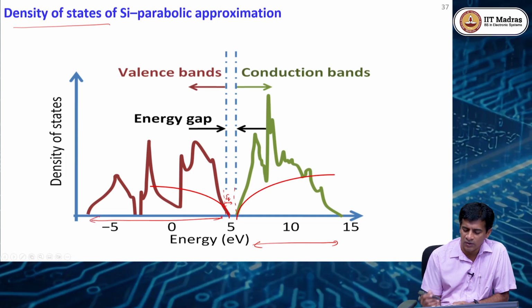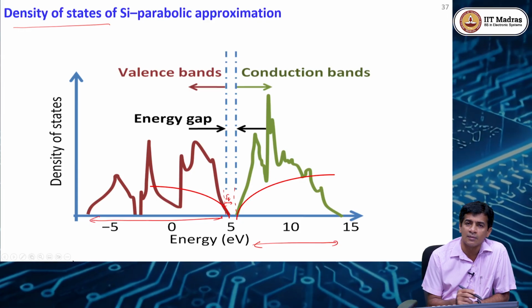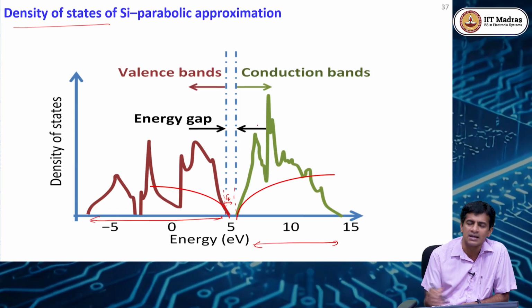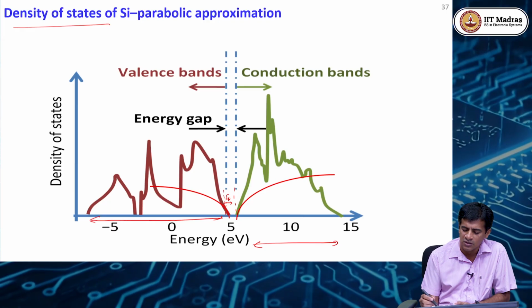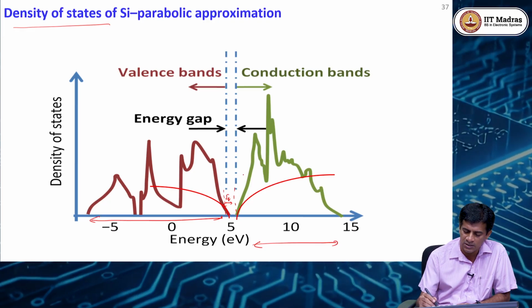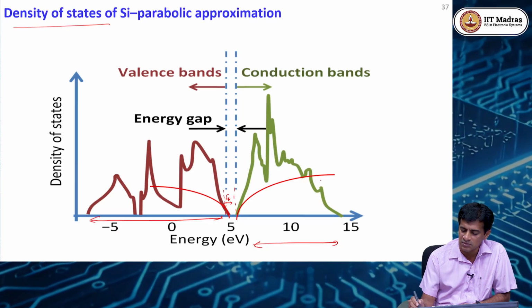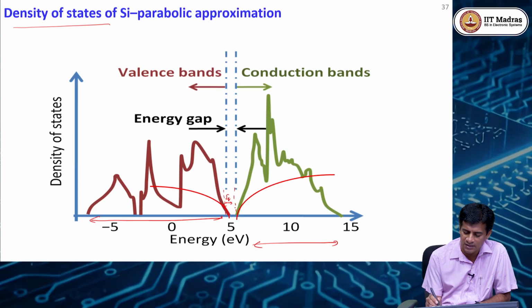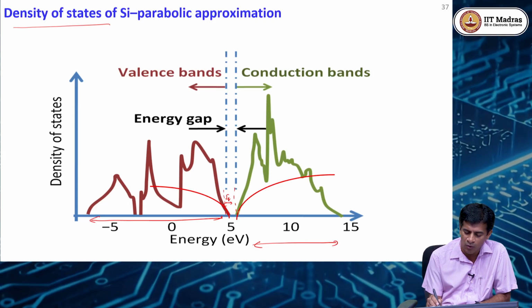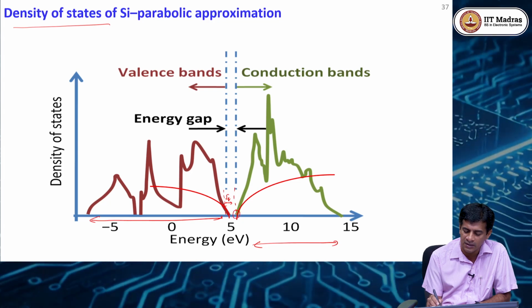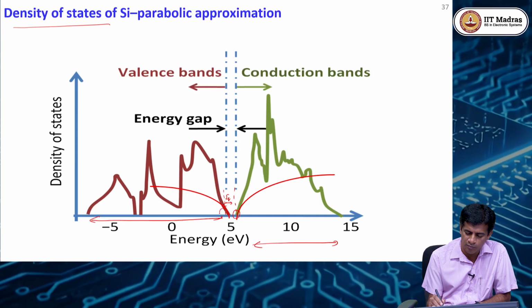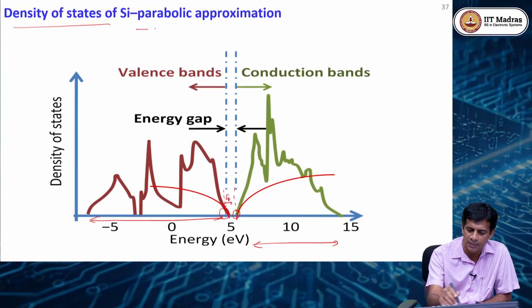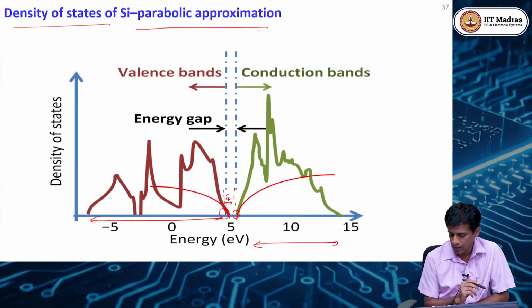But what we are going to do is something known as a parabolic approximation. If you take the exact shape of the density of states, it's very difficult to compute. So we approximate this by a parabola, this red line. We will see why this assumption is taken: most of the electrons will be at the bottom of the conduction band, and similarly most of the holes will be at the top of the valence band. So we take this approximation, known as the parabolic approximation.